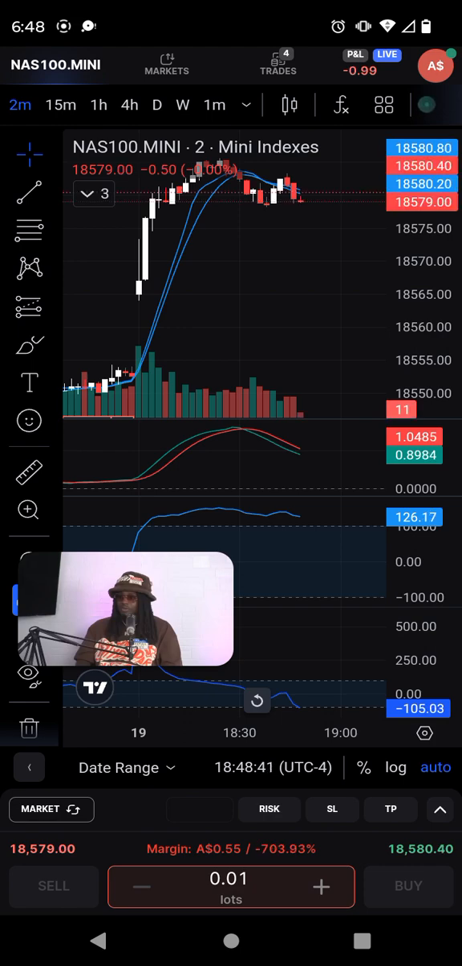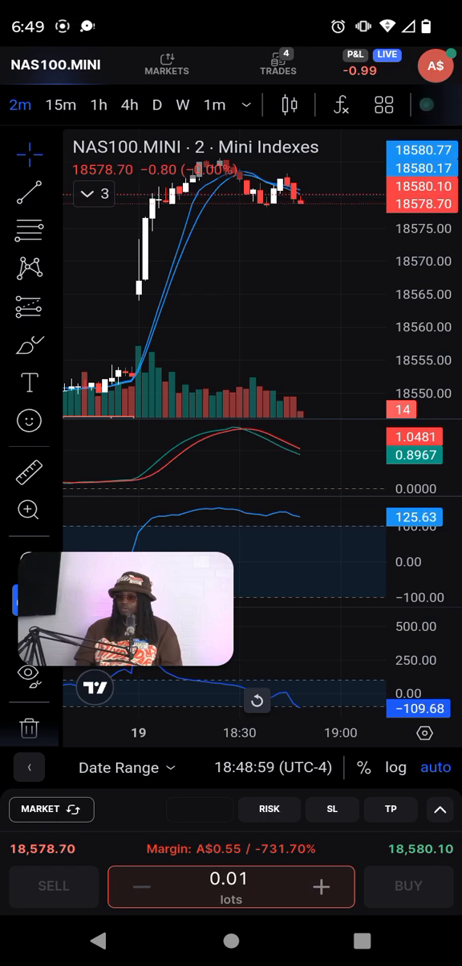Yeah, we're babysitting. So the 2-minute, you see, is going more and more negative. My entry was way off. So I'm waiting for this to go back in profit, and then when this wave is over, I'm out of here. I'm going back into a buy.